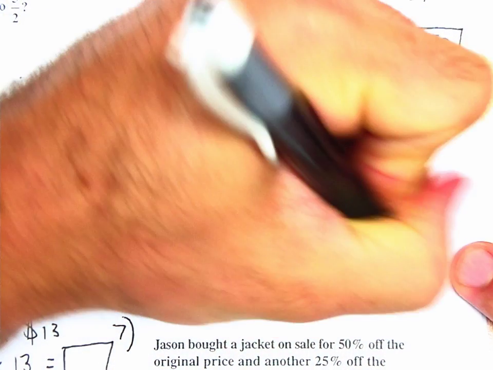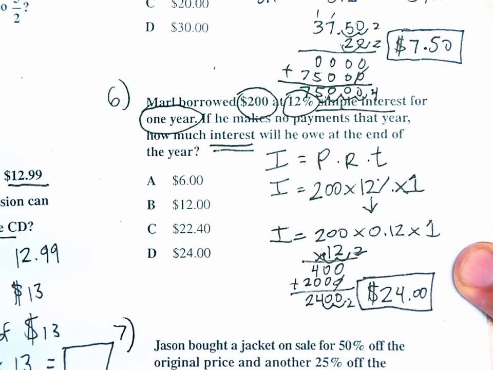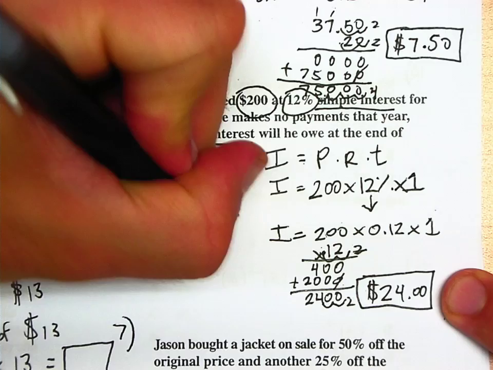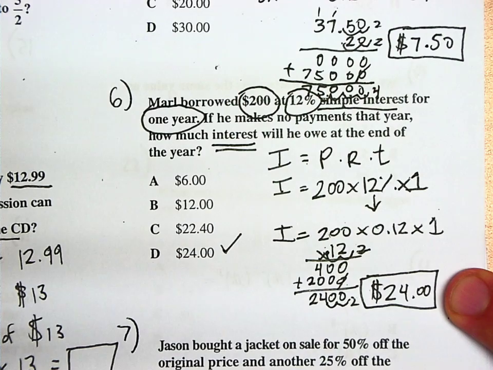So the interest that he will owe at the end of the year is going to be $24. And that, you can see, is answer D.